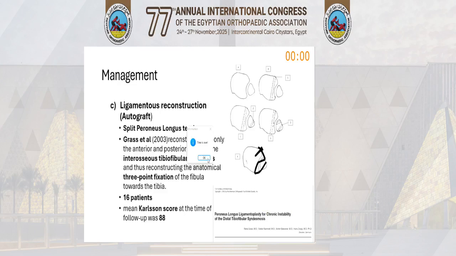These are examples of the papers made, including ligament reconstruction with the split peroneus longus tendon, Grassi et al. in 2003, who reconstructed not only the anterior and the posterior tibiofibular ligaments, but also the interosseous tibiofibular ligament, making a 3-point fixation of the fibula. But as we can see here, he made 2 tunnels in the fibula, and this increased the risk of iatrogenic fractures. He did this for 16 patients, and the mean Karlsson score at the time of follow-up was 88.